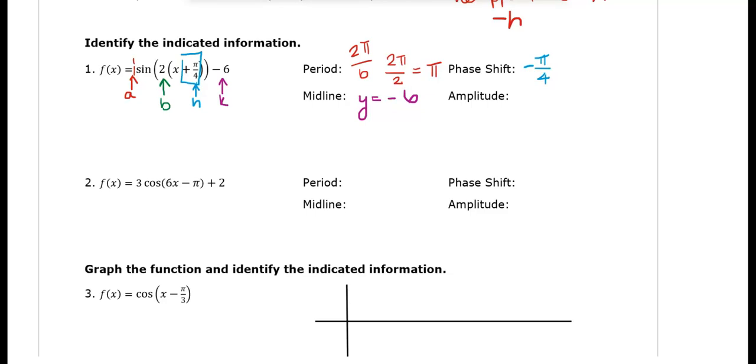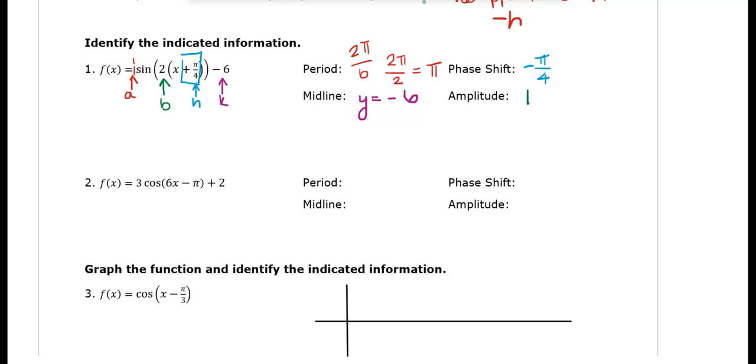All right, and then now we also have our amplitude. So amplitude in this particular case is whatever my a value is. So it's whatever that leading coefficient is, and then I take the absolute value. So in this case, it's just a positive 1, so my amplitude is 1.